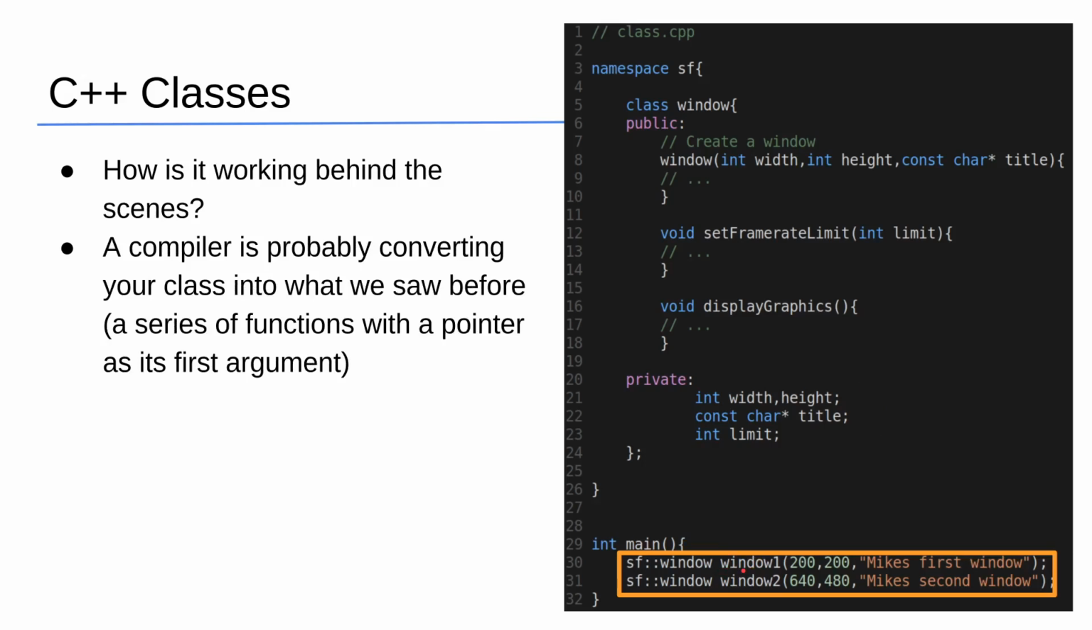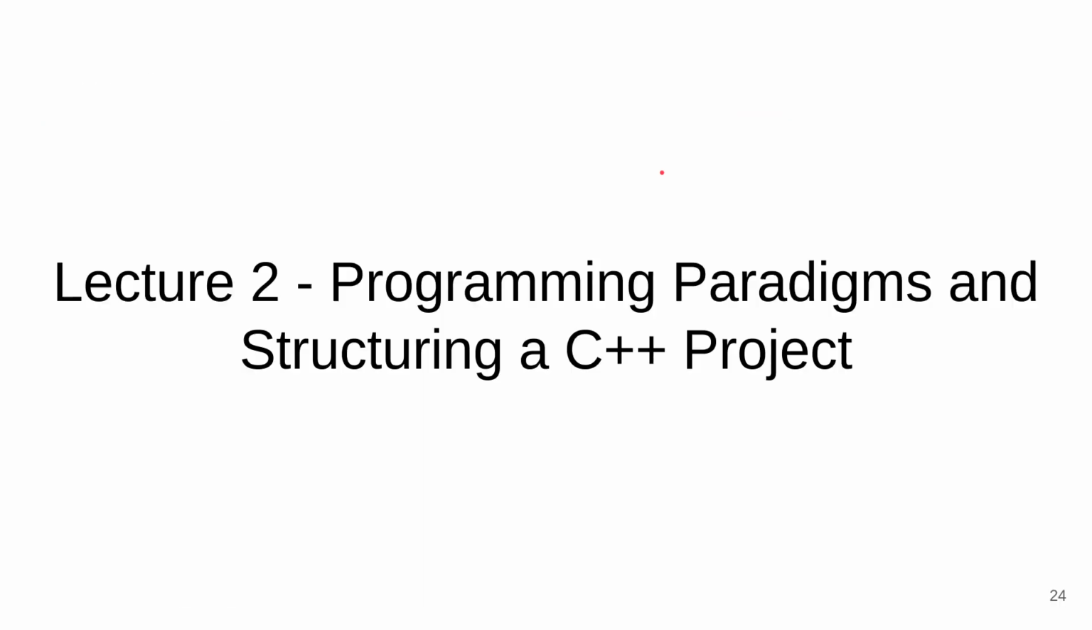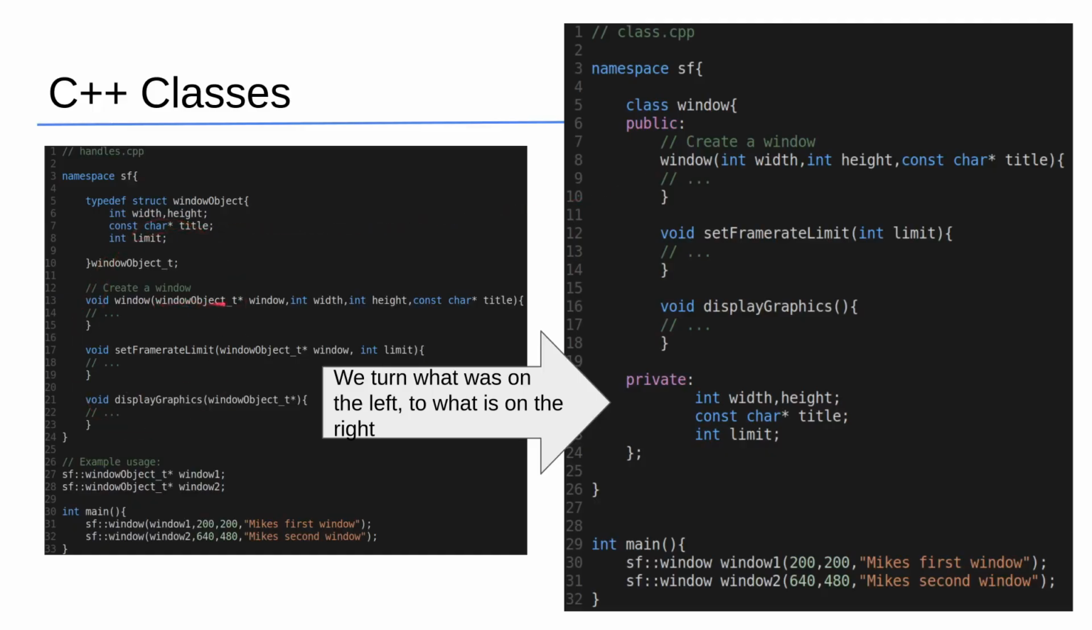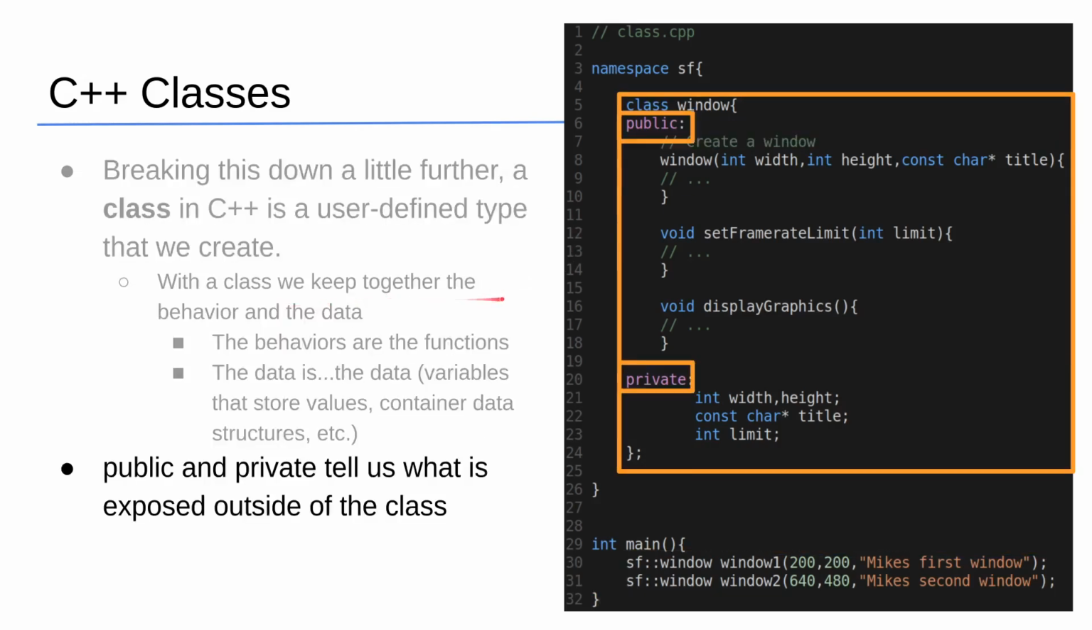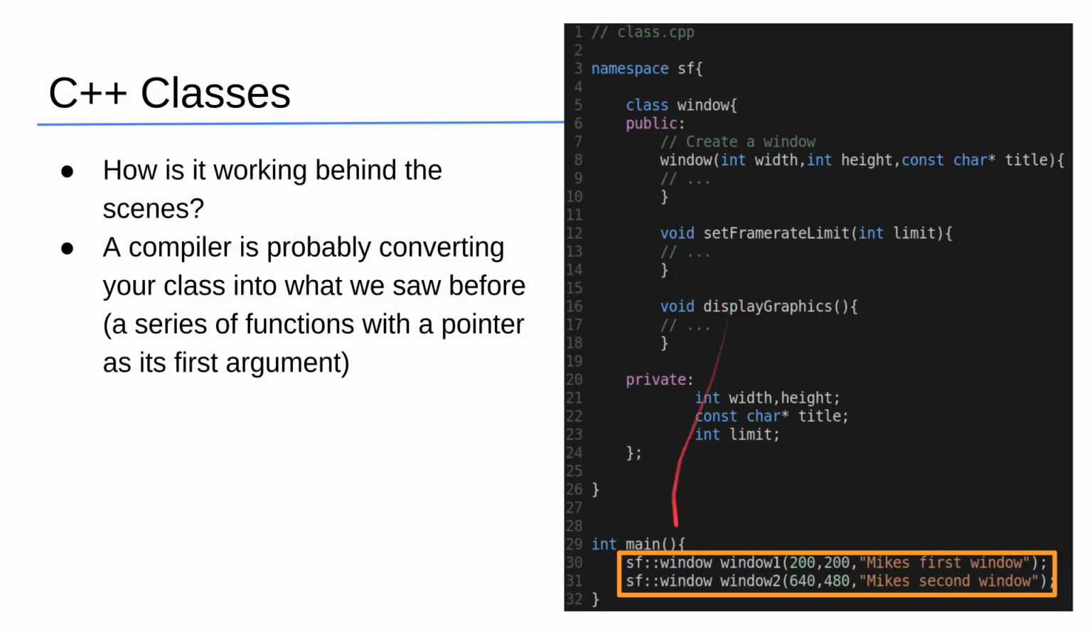Now, how it's working behind the scenes, just a little insight, is a compiler is probably converting your class into what we saw before. So this class, in a sense, C++, when you get down to the primitives, it's just what we saw before, a window here, and then there will be a pointer here. The specific pointer is the this pointer. So again, if I go back a few slides, on this side, you have this implicit sort of pointer. It's being stored somewhere every time you create this object, and it's called the this pointer in C++. I just want to make it clear what's going on behind the scenes.